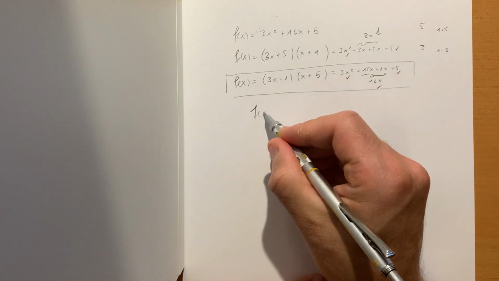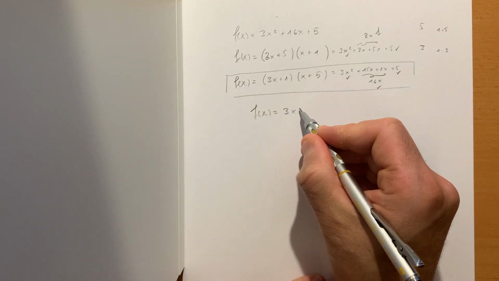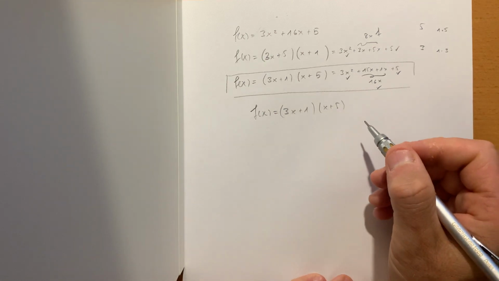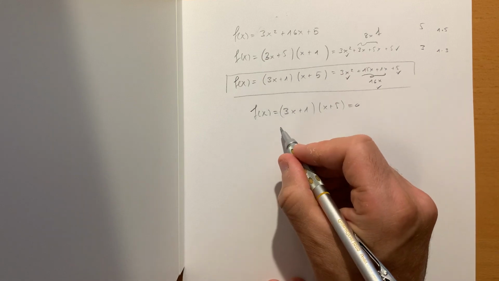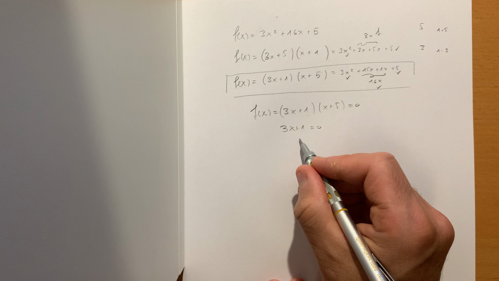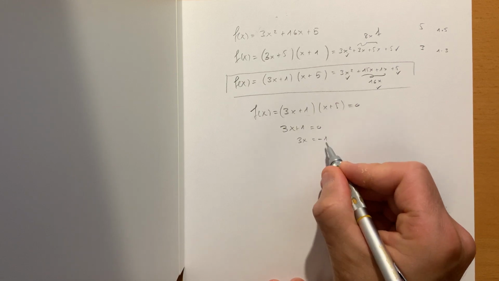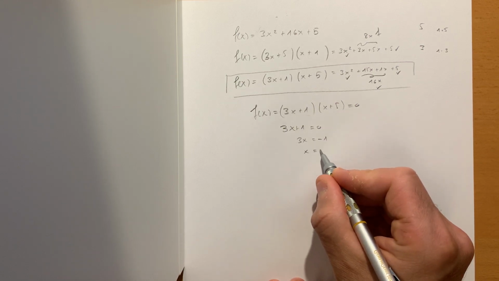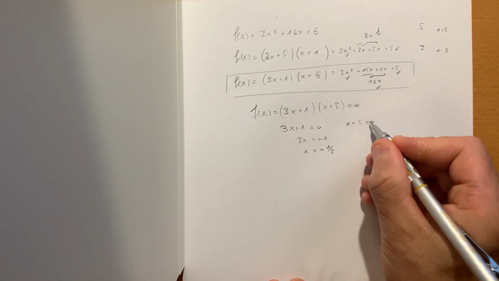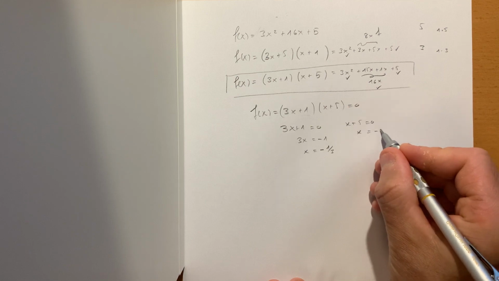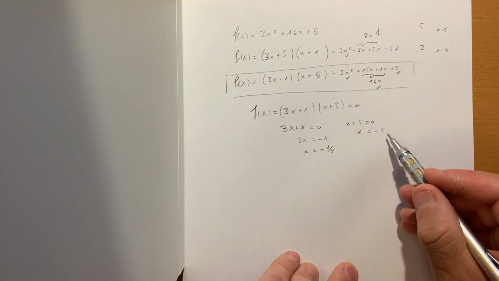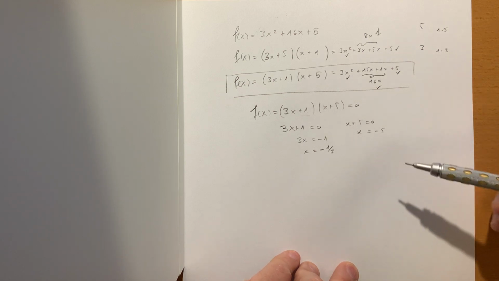So now we know our function is 3x plus 1, x plus 5. So we can set that equal to 0. So 3x plus 1 is 0, either this factor. So that means 3x is equal to minus 1. x is equal to minus a third. Or x plus 5 is equal to 0, which means x is minus 5. So you have two zeros, okay? One at minus a third and the other one at minus 5.